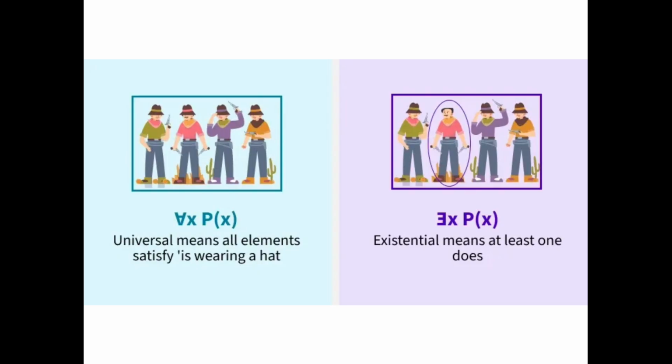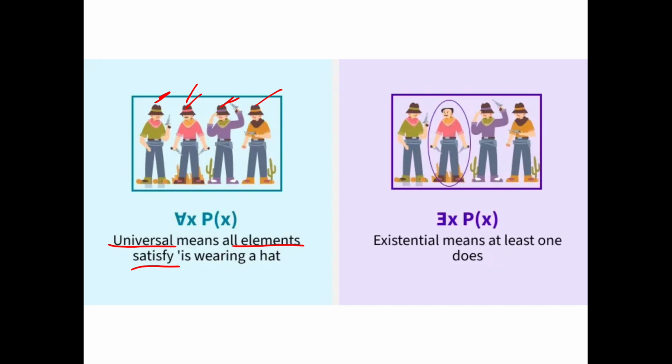For example, in this shown image, in the universal we have for all x of P of x, so it means that all elements satisfy. So you can see that everybody is wearing their hat. So everyone must be wearing a hat for it to be a universal quantification.